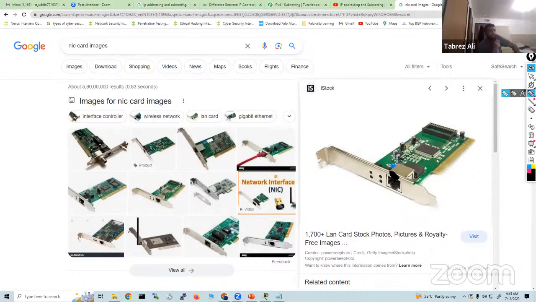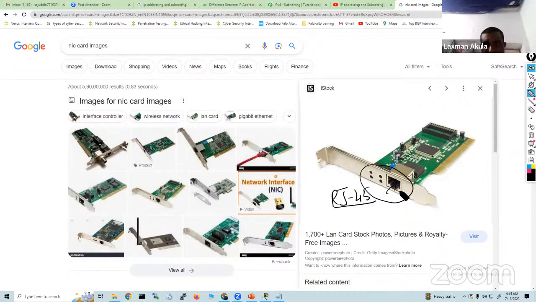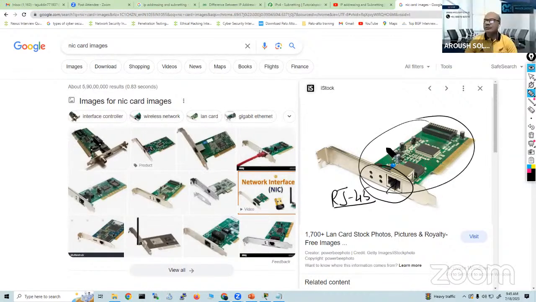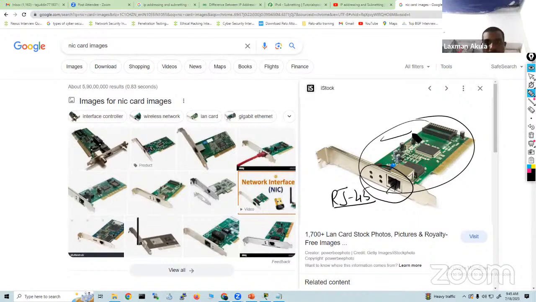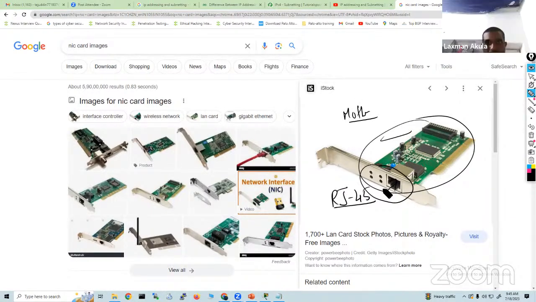Yes. Okay, so this is what we'll connect. We'll use an RJ45 connector. RJ means registered jack 45. We'll connect the cable for internet. Now it is coming inbuilt in your laptop and desktop, so there is no need to buy this card. It comes inbuilt on your motherboard.